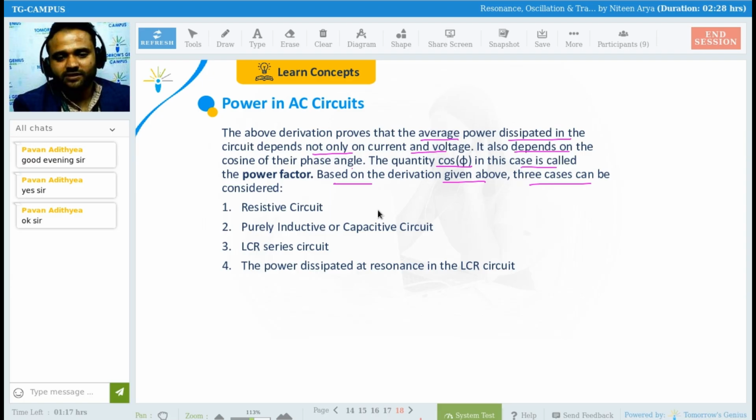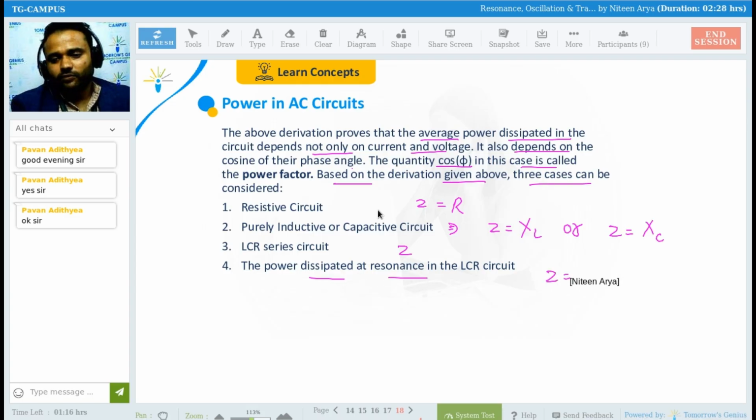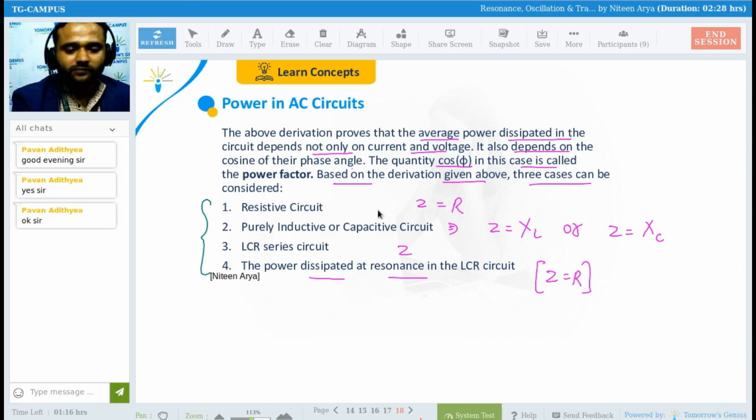Either the circuit is a resistive circuit, which means Z equals R only. Either you have Z equals XL, which is purely inductive, or Z equals XC, which is purely capacitive circuit, or a series LCR circuit, where Z is there. Then the power dissipated at resonance in the LCR circuit, when Z equals R. So these are the three or four cases we need to discuss. Is this clear?